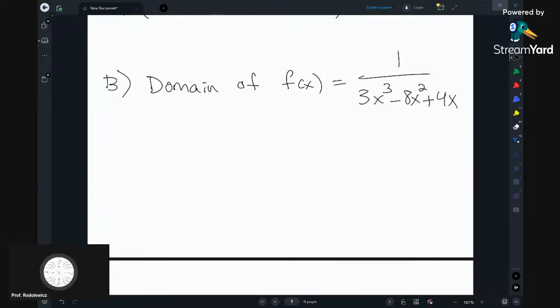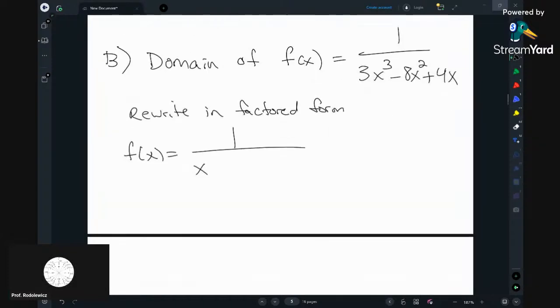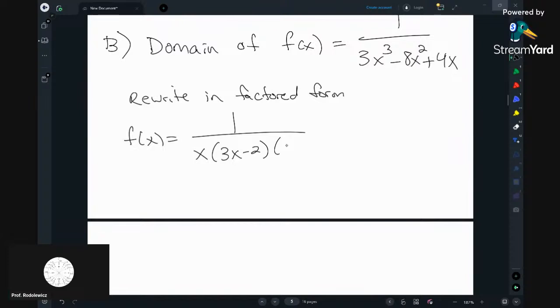But what we just did was factor. So rewrite in factored form. And we get f of x is 1 over x, 3x minus 2, and x minus 2.